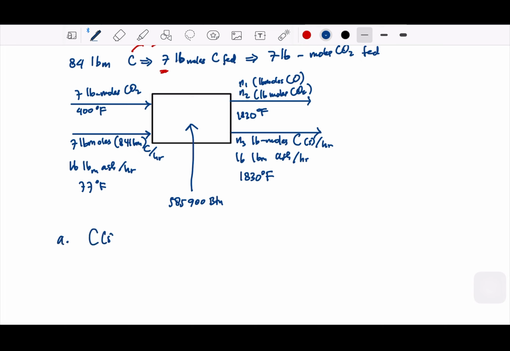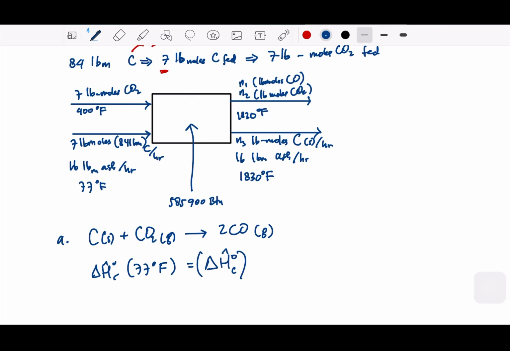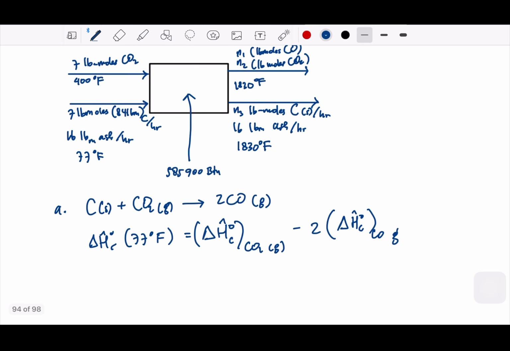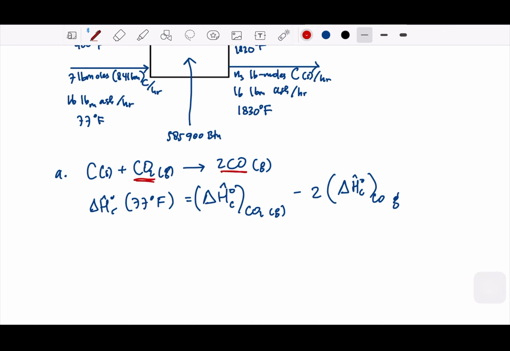Then we take the reactions. The heat of reaction at 77 Fahrenheit is the heat of combustion for the CO2 minus the heat of combustion for CO. So CO2 minus CO. We can also look up the table, and this will be 74,210 BTU per lb mole.